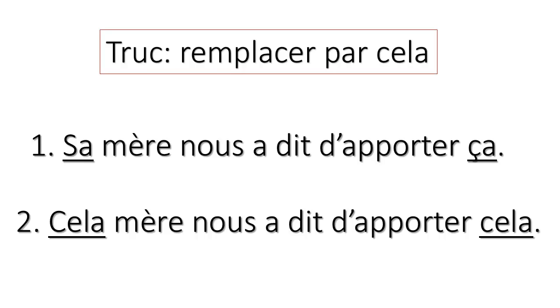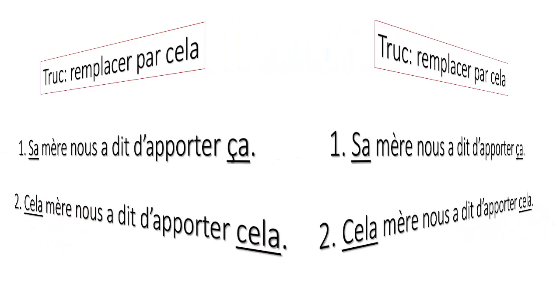Here's another tip to help you. If you're wondering which ça you should write in your sentence, try to replace ça with cela, just like I did from sentence 1 to 2. Listen, if cela sounds right, then the right ça in this case is ça with a cedilla. Sa mère nous a dit d'apporter ça. Cela mère nous a dit d'apporter cela. It is obvious that the second one is right, so they are well written in sentence 1.